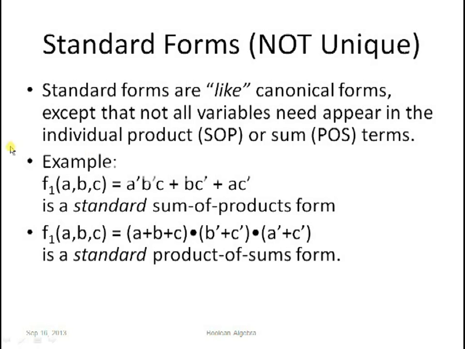Let us see an example with a function f1 of a, b, c equals a complement b complement c plus b c complement plus a c complement. So it is a standard form. Why? Because here a, b, c are the three input variables. In a canonical form, all these three input variables will appear in each and every term, whereas in standard forms, they may or may not appear in each and every term. The same applies to standard product of sums.